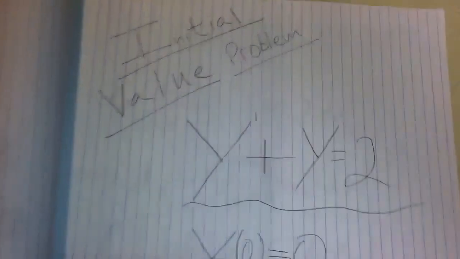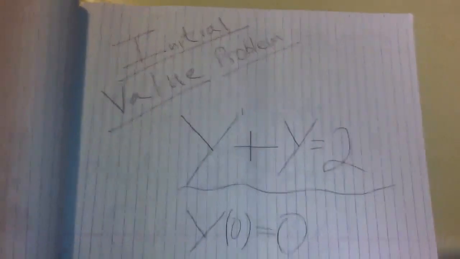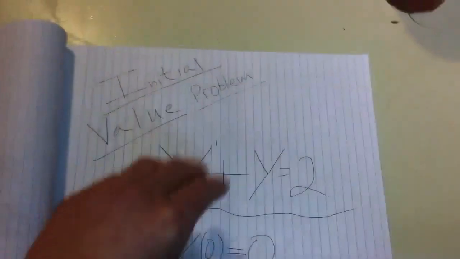That's my roommate playing Super Smash, and I'm here today to present for you problem 1 of 1.5. So let's get started. We've got an initial value problem of y prime plus y equals 2, with the initial condition y(0) equals 0. Seems simple enough, so let's get started.